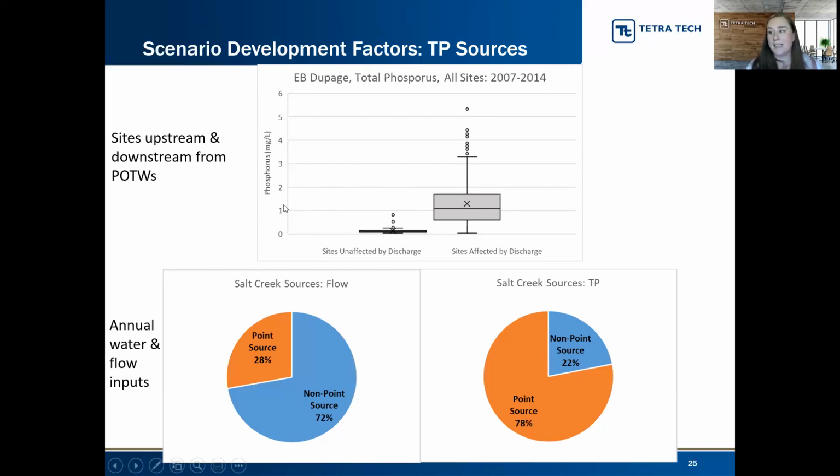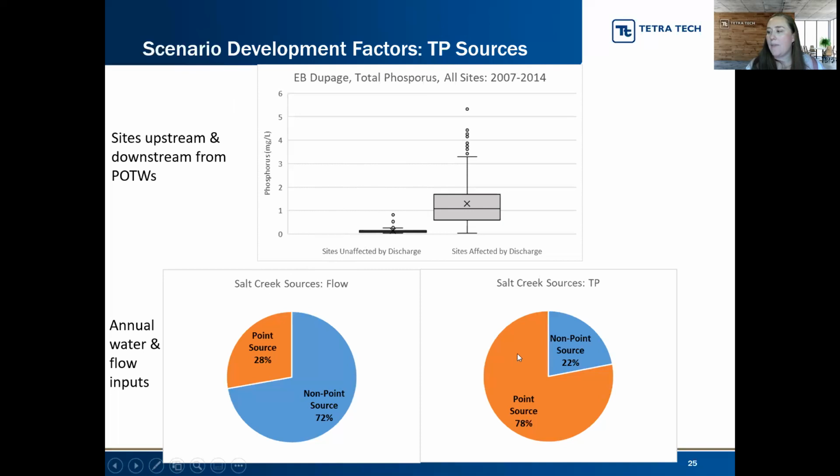So what we see is that on average, TP concentrations in the East Branch downstream of plants are over 1. Generally speaking, our data is all below 1 if you're not impacted by a discharge. So we know from the observed data alone, this isn't modeling of any kind, it's a statistical representation, that the dischargers are having a big impact on phosphorus, which is to be expected.